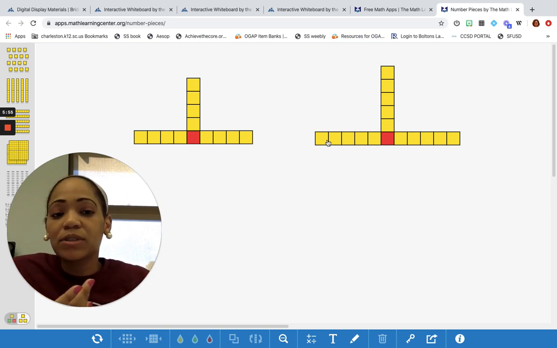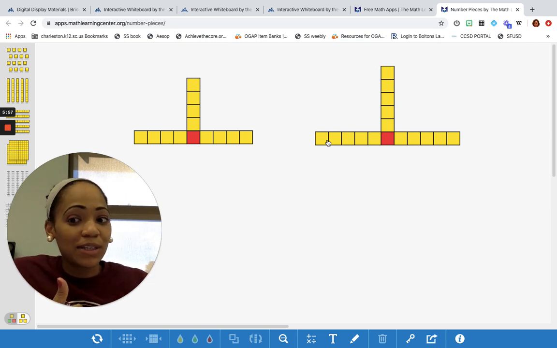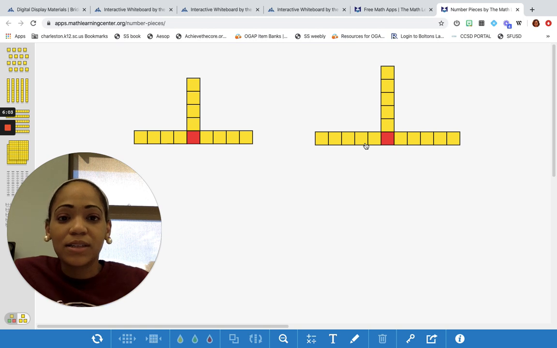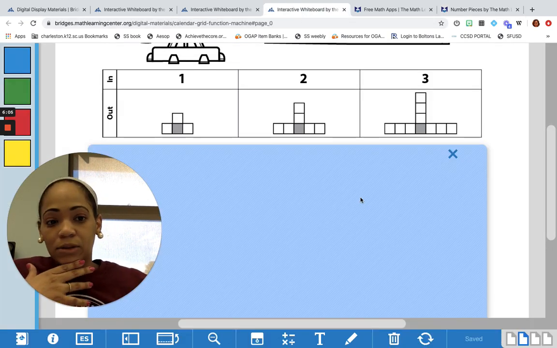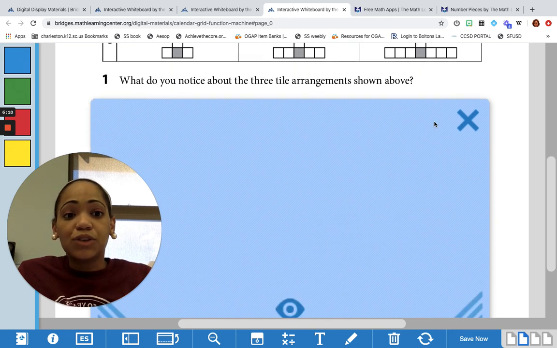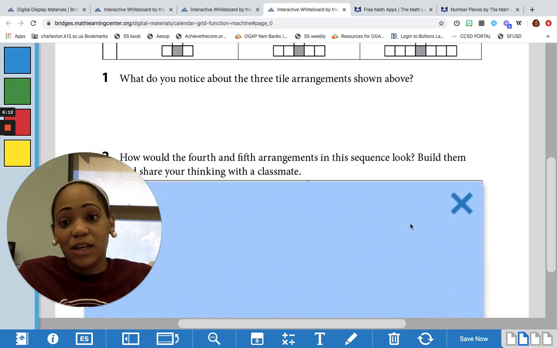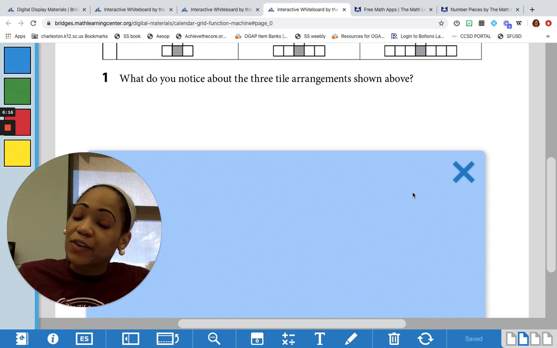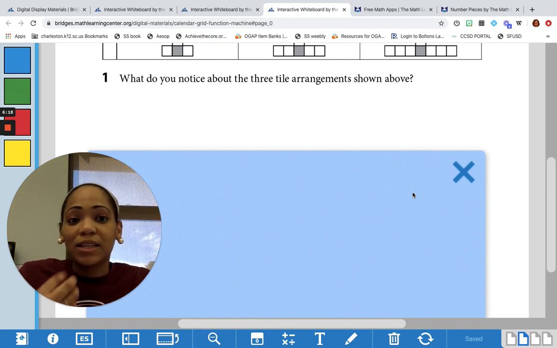So if you were able to build out with tiles, hopefully this is what yours looks like, even if you have different colors than what I have. As long as you have essentially the same idea, then you are good to go. If you don't have tiles, that's okay. Hopefully you understood why I created the arrangement to look the way that it did.